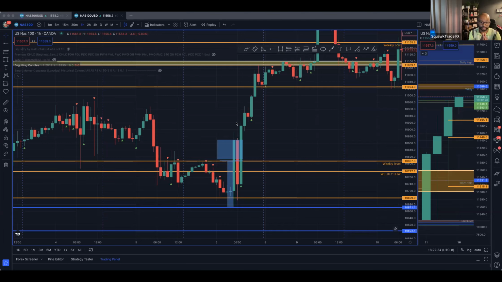The areas that you need to be concerned with are, of course, London market open, the new 4-hour candle during the London market open, my 2 a.m.